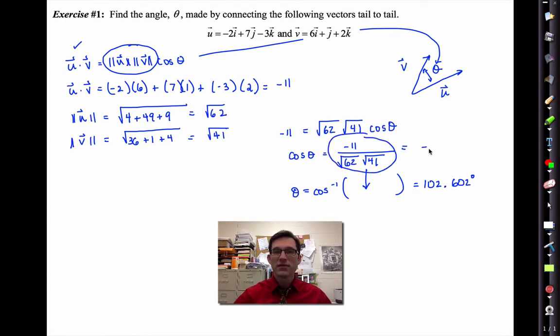If you wanted to, of course, you could work out this intermediate step in terms of a decimal. If you did that, it's negative 0.21817, etc. But there we go. So these two vectors are at a slightly obtuse angle with one another. So the picture is actually incorrectly drawn. It's more like this, and just a little bit more than 90, something like that.